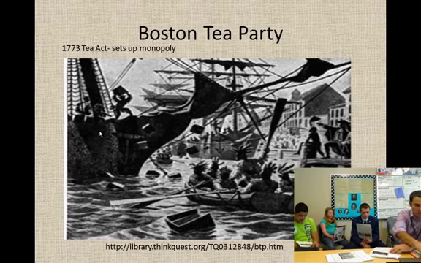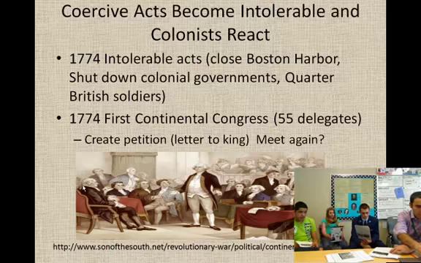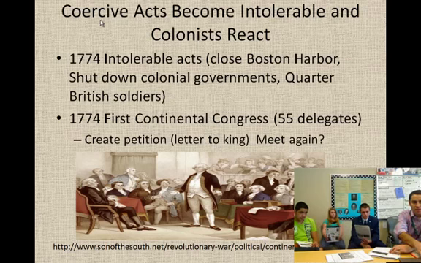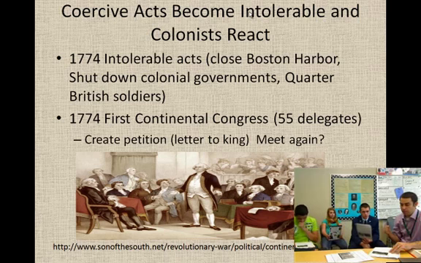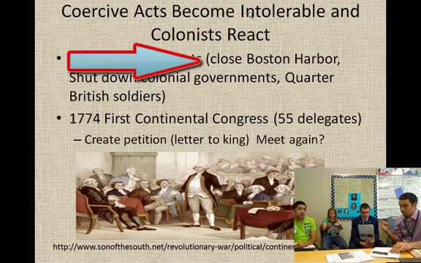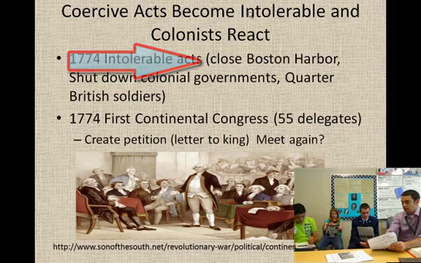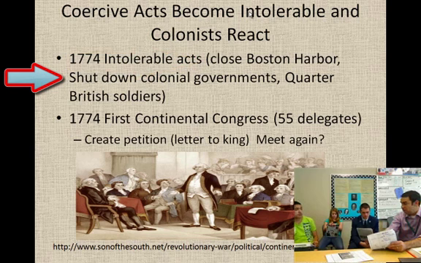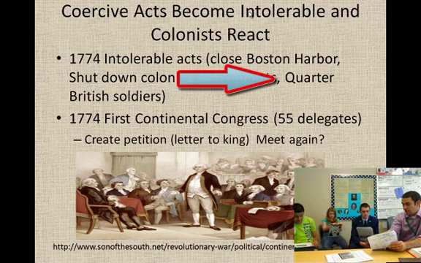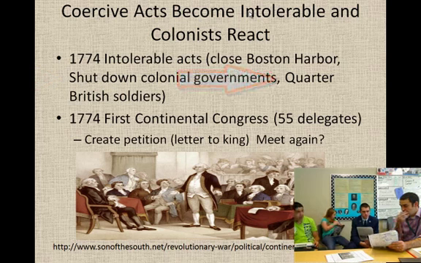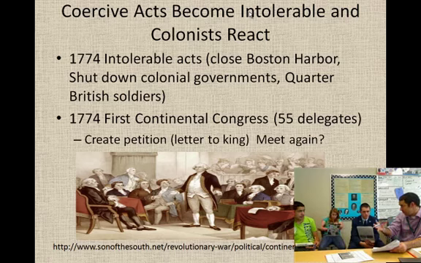He passes what's called the Coercive Acts. The Coercive Acts do really three main things, and you see that on your notes: it closed Boston Harbor, it shut down the colonial government, and it also does the Quartering Act, which lets British soldiers stay in the colonists' homes without permission. He was trying to coerce them into paying back the $1 million for the tea. The colonists renamed these the Intolerable Acts because they're not going to tolerate it any longer.